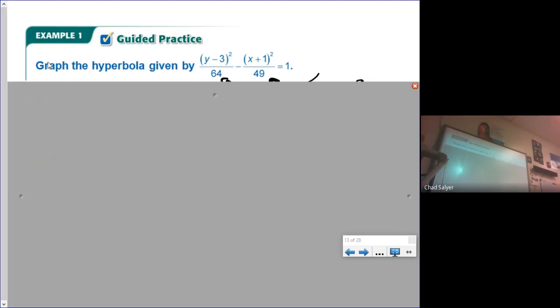Correct. So A equals 8, right? You gotta be particular. And B squared equals what? B squared equals 1. So it equals 7.